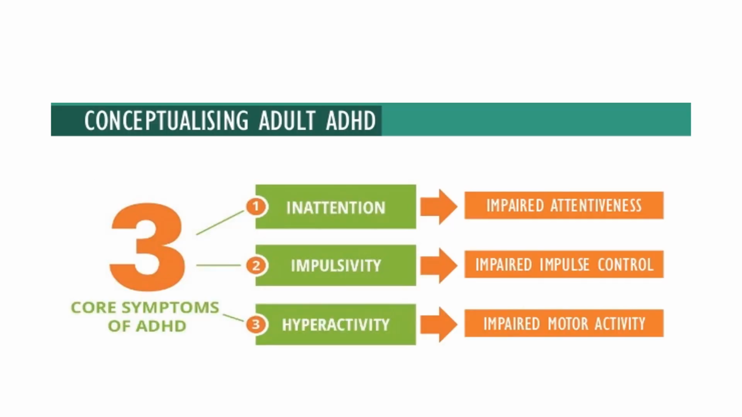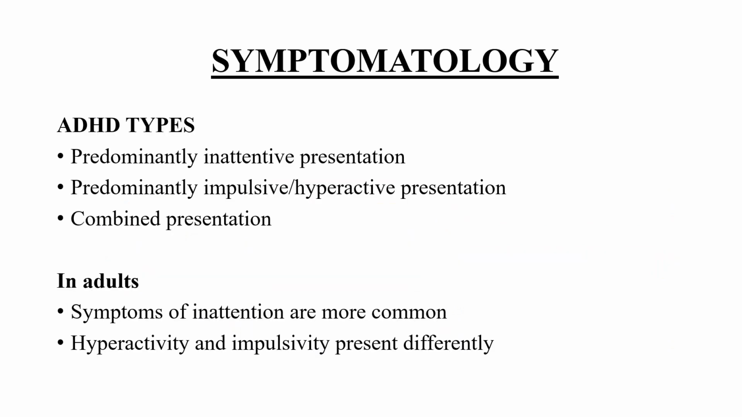So first, a basic overview of what we are going to talk about. It consists of the conceptualization of adult ADHD and the three core symptoms of ADHD. First, I'm going to give you a brief overview of how it develops throughout childhood and how it progresses in adulthood. It consists of inattention, which can be concluded by examining the patient or child for impaired attentiveness, impulsivity, impaired impulse control, and hyperactivity, impaired motor activity.